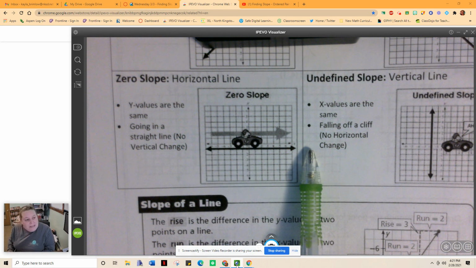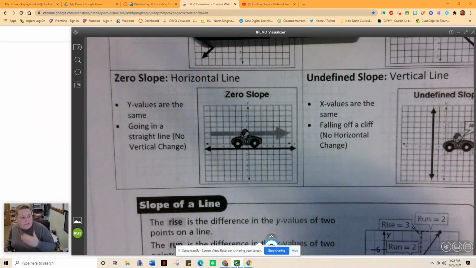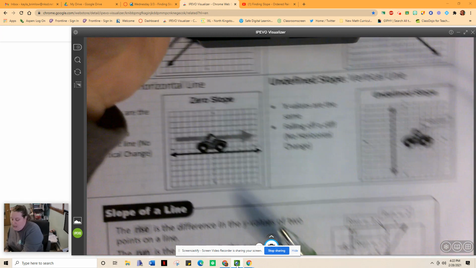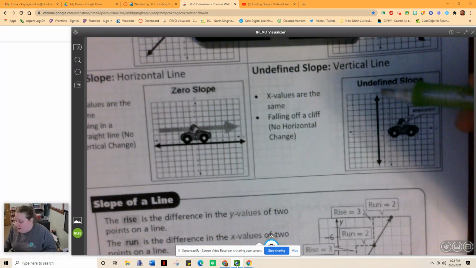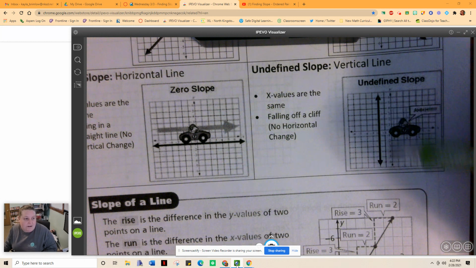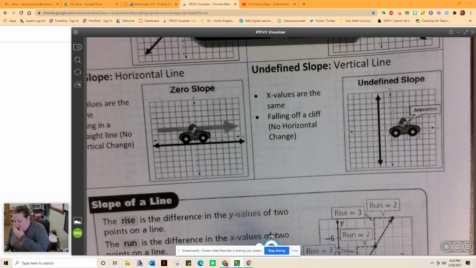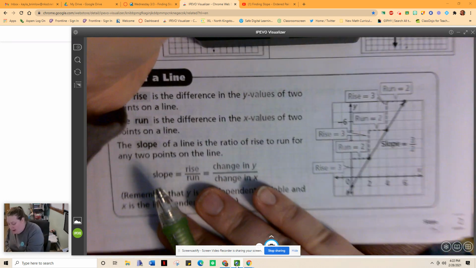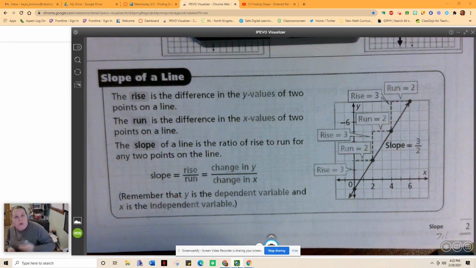For a horizontal line, we say it has 0 slope. It's a flat surface. There's no vertical change. And then undefined slope is when it's a vertical line. Technically, this isn't even a function, which is why we say it has an undefined slope. Okay. So today we're going to talk about how to find slope of a graph.